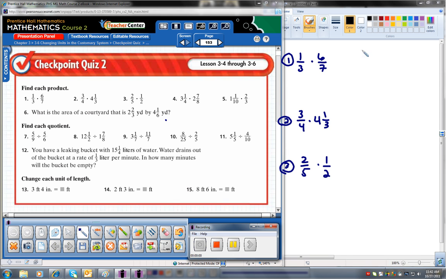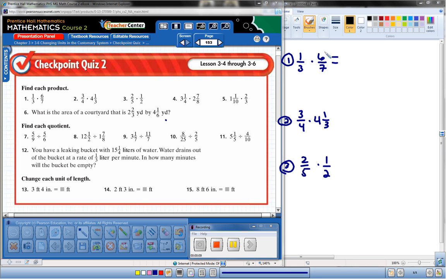Point quiz number 2, Math 7, Chapter 3. Problems number 1 through 5: find the product, which means to multiply. To multiply, you can either reduce before you start multiplying or wait till after. In this problem, because 6 divided by 3 is a very easy problem to do, I'm going to reduce beforehand. So that gives me 1 in the numerator and 2 in the denominator.